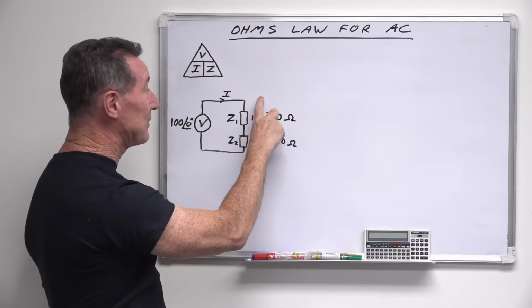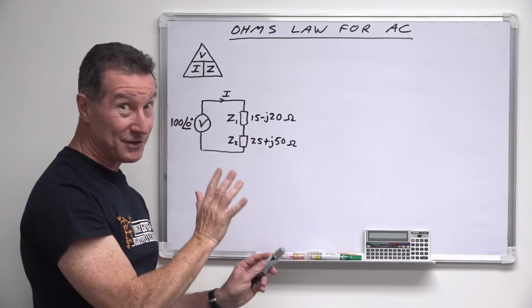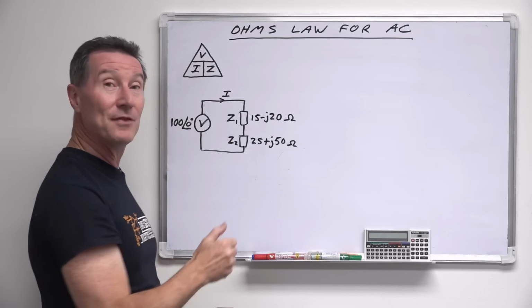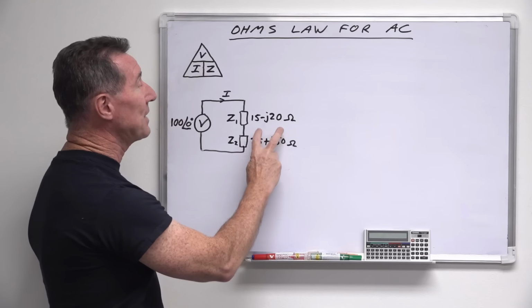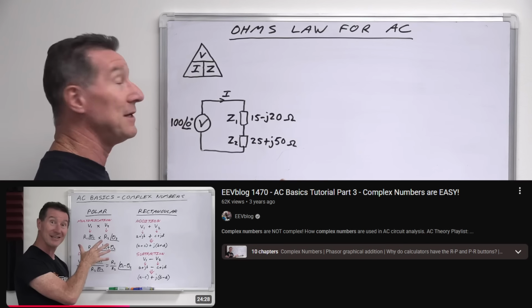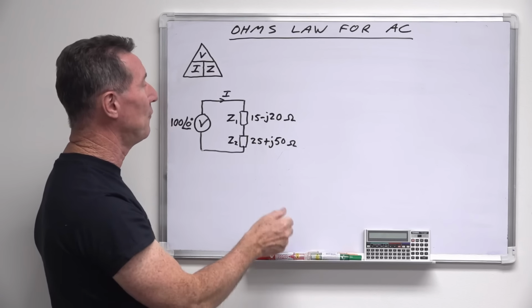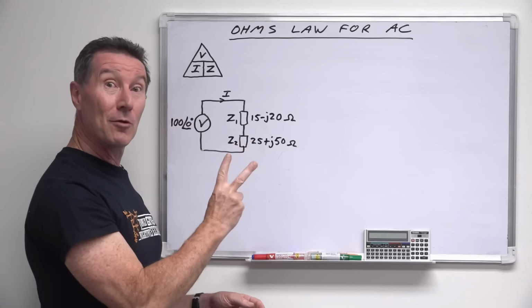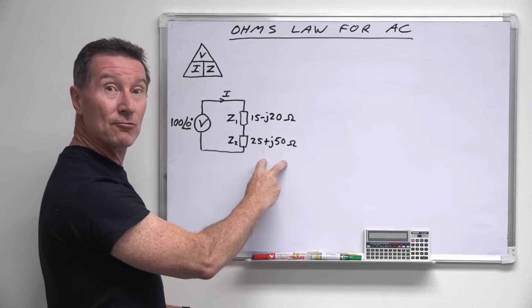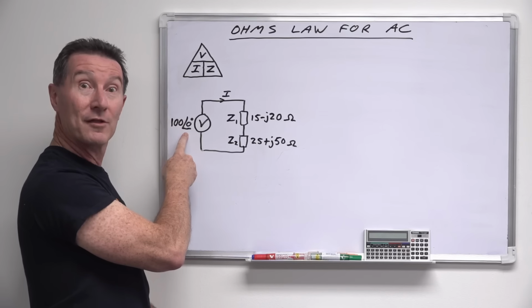Anyway, we need the total impedance here. And of course, two impedances or two resistances in series, you just add them up. That's why we've got them in rectangular form like this, because when we did our complex number maths video, complex numbers are not complex. They're really easy. You need to know that video before watching this. If you're going to add up two complex numbers, you want them in rectangular form like this. It's just way easier than polar form.